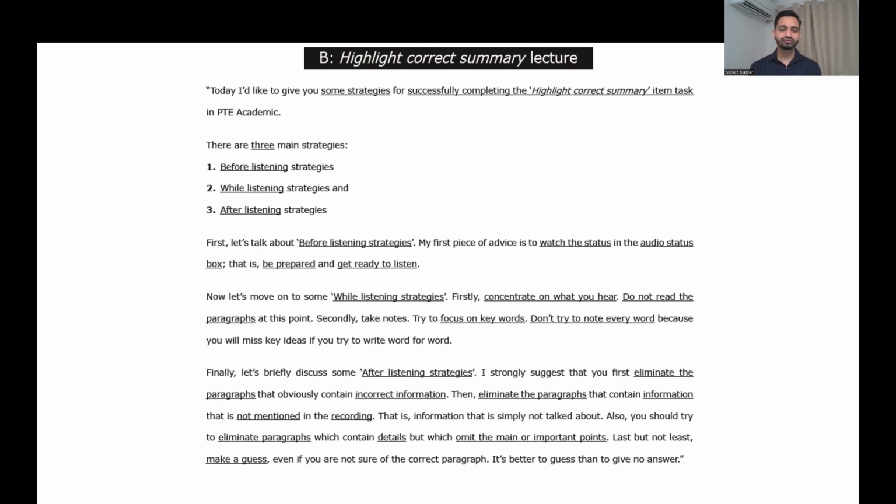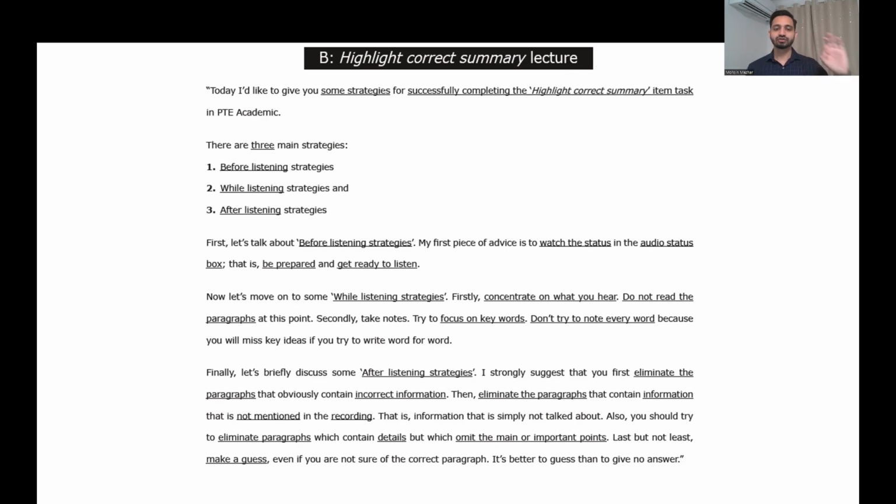Also, you should try to eliminate paragraphs which contain details, but which omit the main or important points. You should try to eliminate those options as well, where you see the details, but it's omitting or it doesn't contain important points, okay? Last but not least, make a guess.